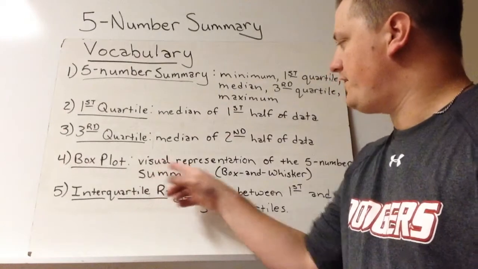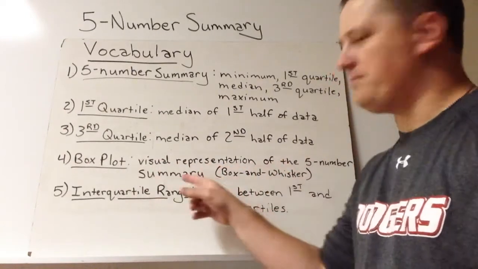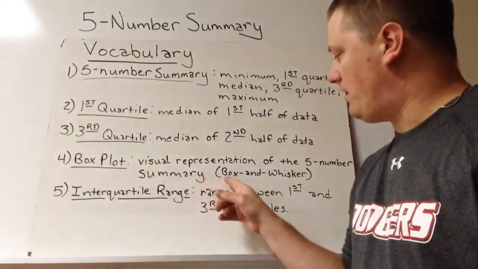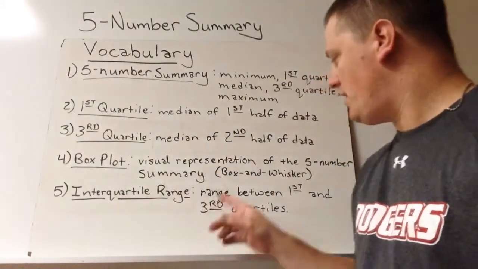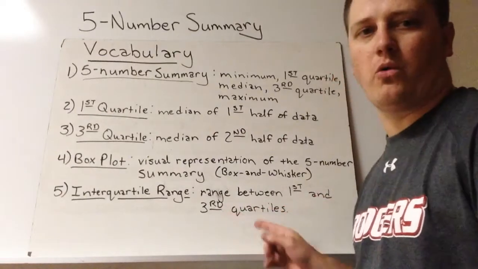Box plot, visual representation of the 5-number summary. Some people call it a box and whisker. Interquartile range, the range between first and third quartiles.